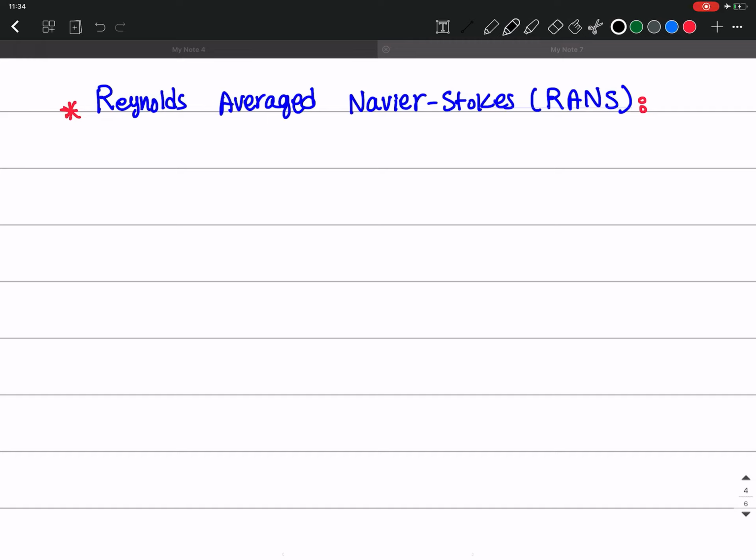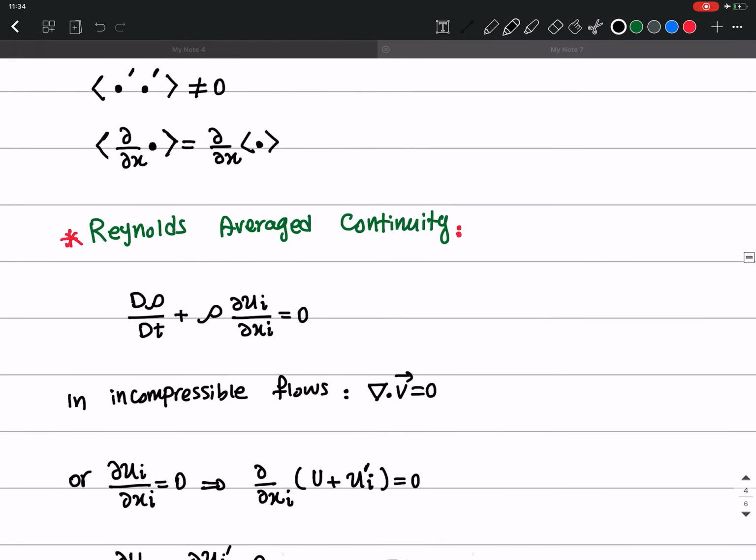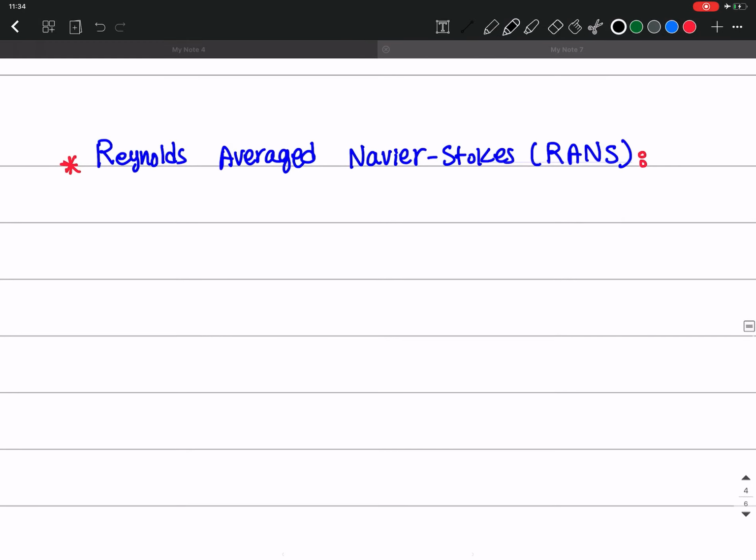Hello again. So in this session, we are going to apply the Reynolds decomposition that we already applied to the continuity equation to the Navier-Stokes equation. Okay, so let's remember what the Navier-Stokes equation was. Here I'm going to write it again. Rho partial ui over partial t plus uj partial ui over partial xj.